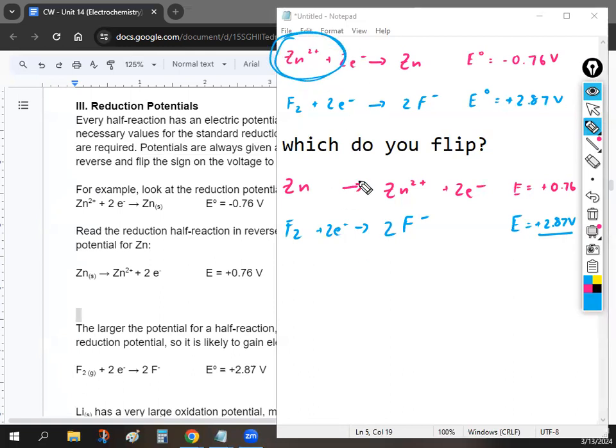Okay. And so if the question was which one is more likely to get reduced, we would write F2 gets reduced. And the reason why is because you get the most positive electrical potential when F2 is reduced. Okay. And then you would say that Zn gets oxidized. That's pretty much how it goes.